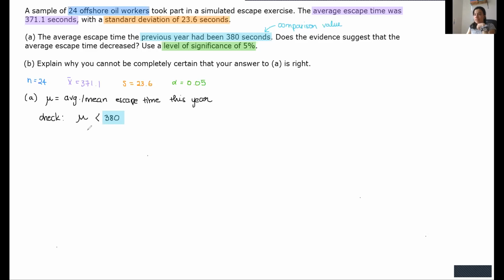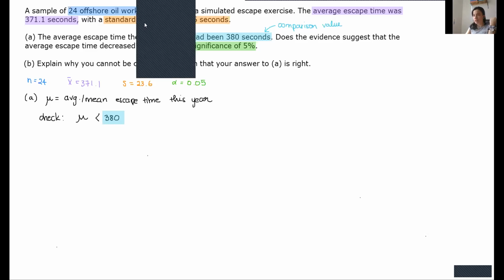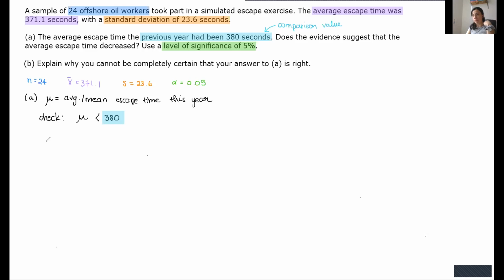So this is what we're trying to check, but of course, we have to follow the steps for hypothesis tests, which are to first determine what you're trying to disprove. That's what we call the null hypothesis. The null hypothesis is that nothing changed, so mu is equal to 380, meaning the average time is the same as last year. And HA is the alternative hypothesis: that mu actually did change and it was smaller than 380.